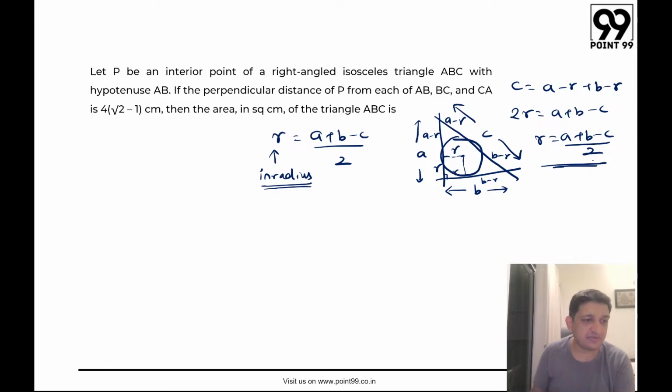Very very important concept, very very important proof. अगर ये पता होगा, you will be able to solve this question very easily. Otherwise, you might struggle with this question. Right? Now let's look at this particular question and let's try to see what happens.